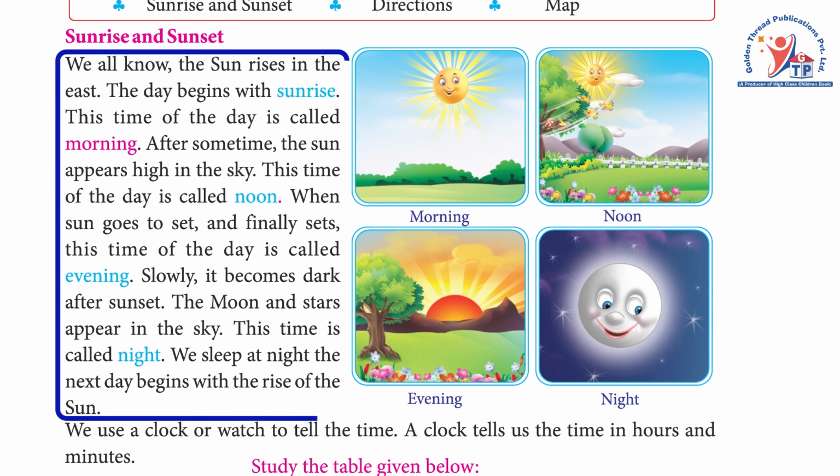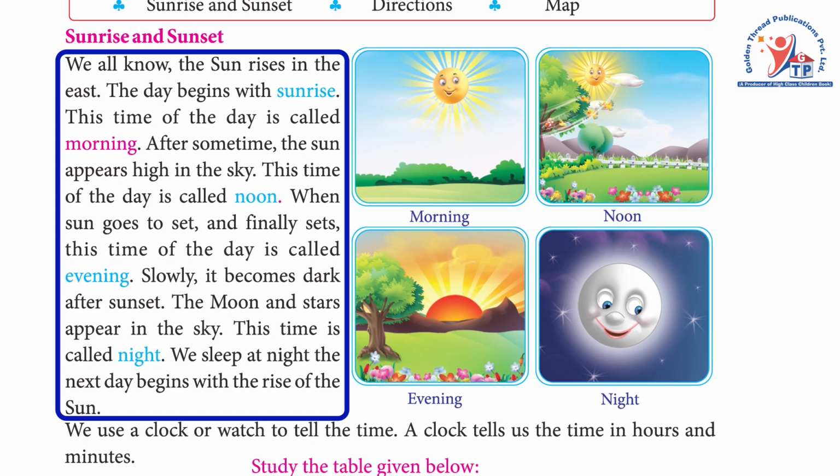We all know the sun rises in the east. The day begins with sunrise. This time of the day is called morning. After some time, the sun appears high in the sky. This time of the day is called noon. When the sun goes to set and finally sets, this time of the day is called evening.